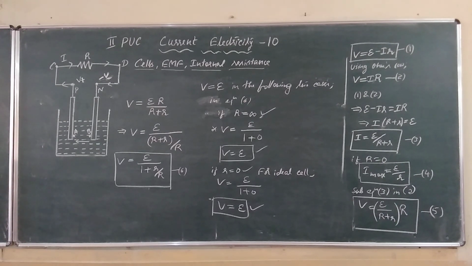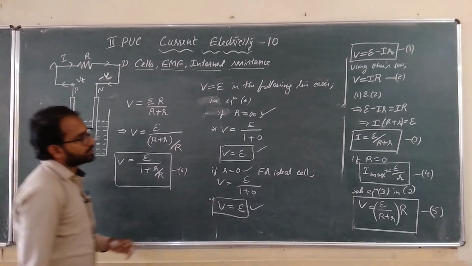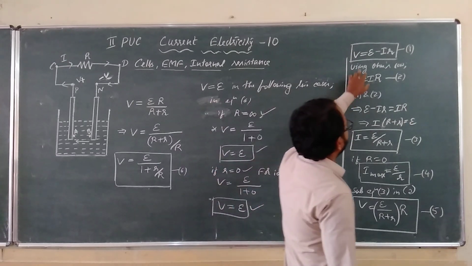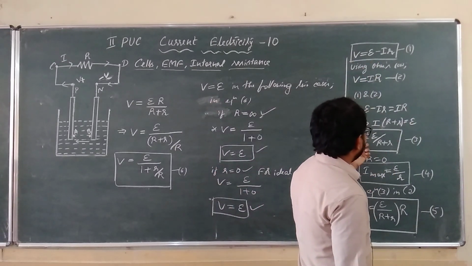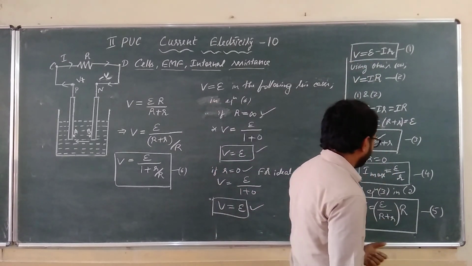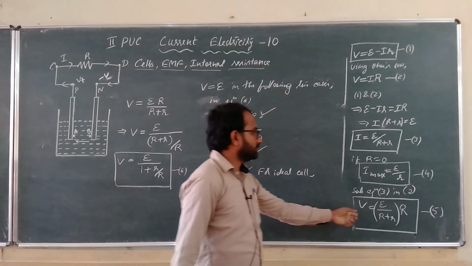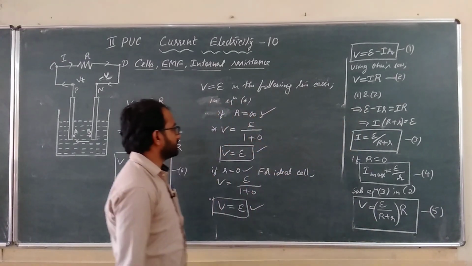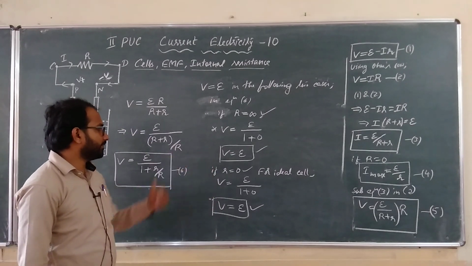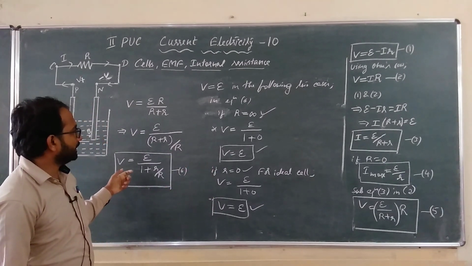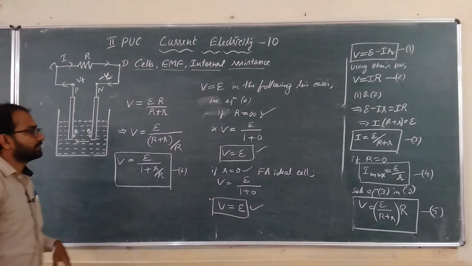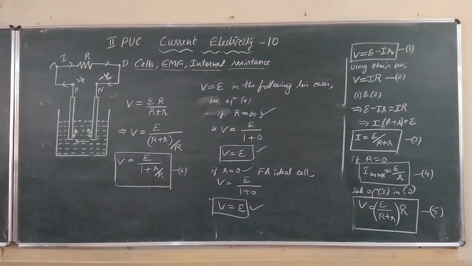Okay, so here the definition is important. The different expressions, for say V is equal to IR, V is equal to E minus Ir, the expression for current, what is the maximum value of current, the expression for terminal potential difference, what is the definition of EMF of the cell, what do you mean by internal resistance. So the terms and those expressions are very important, okay, right.